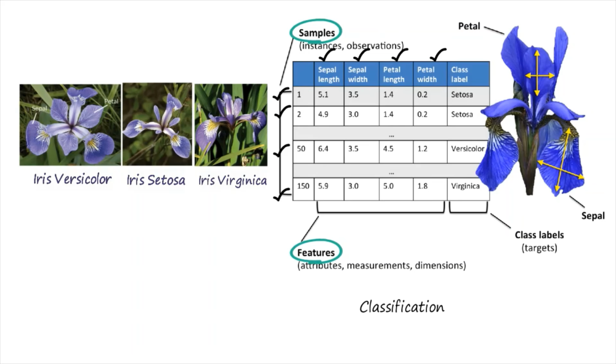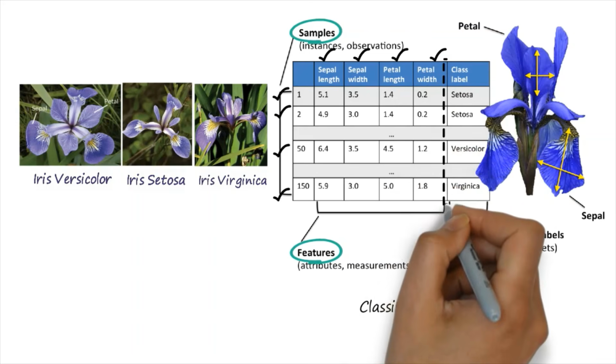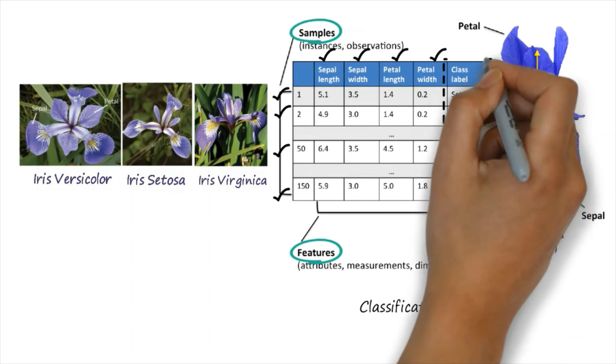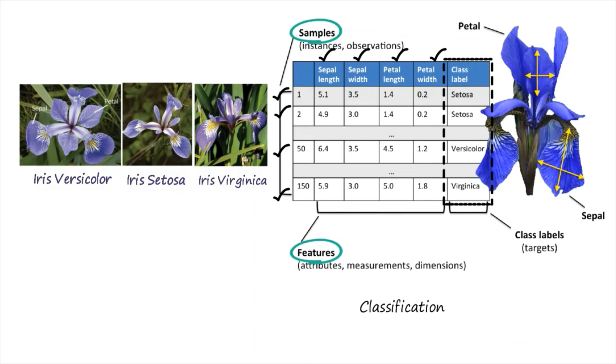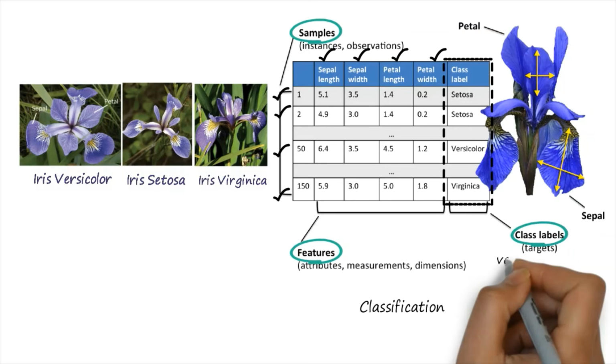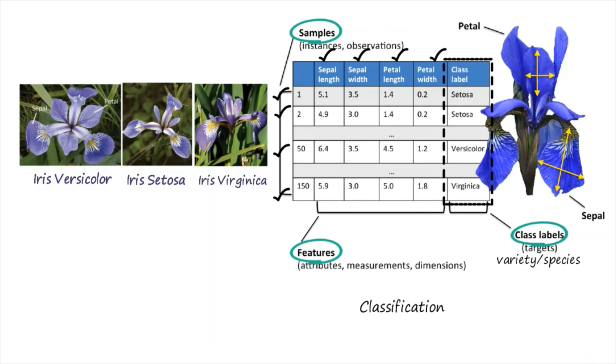Whenever we perform a classification task, there will be one extra column associated with the data set, which is known as the class level. In this case, our class level is known as variety or species. The last column will contain the name, or the type of the variety, of the flower.